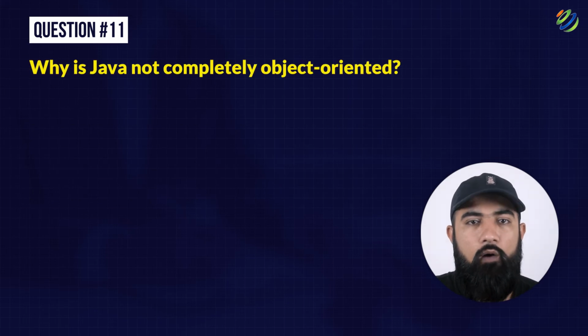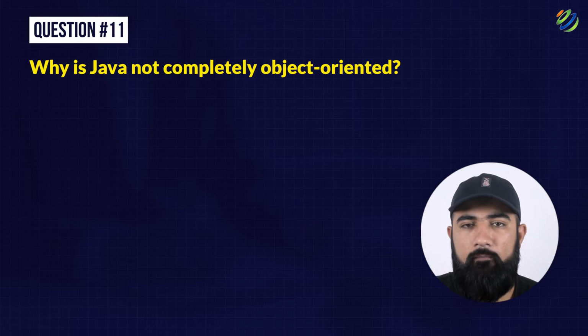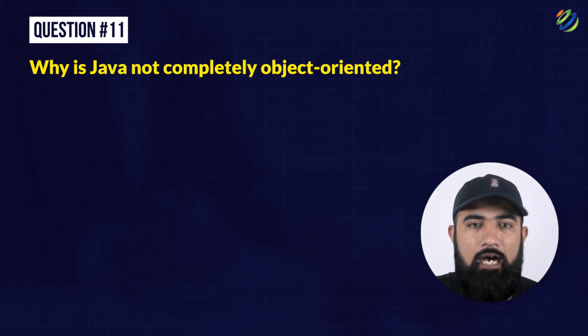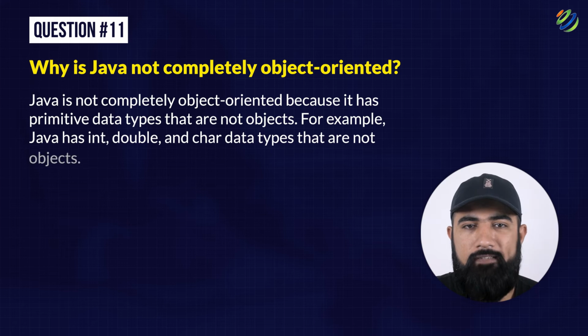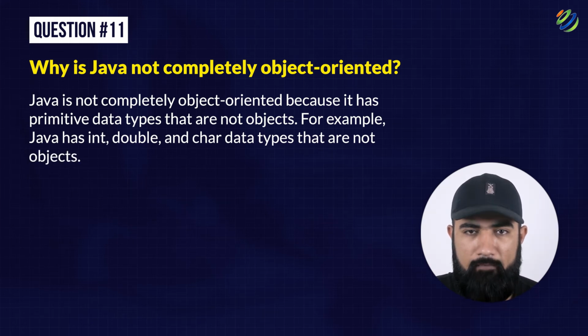Number 11. Why is Java not completely object-oriented? Well, Java is not completely object-oriented because it has primitive data types that are not objects. For example, Java has int, double, and char data types that are not objects.